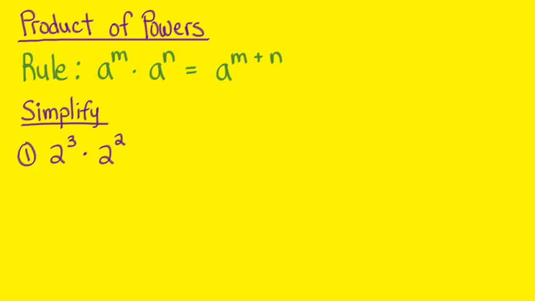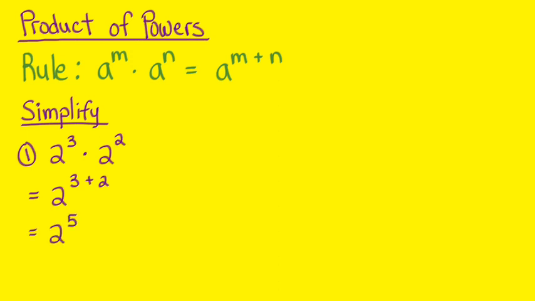Okay, let's take this product of powers. So the rule is, if you have the same base, a to the m times a to the n, the same base as a, then you can add the exponent powers. So a product means to multiply. And so when we have powers that have the same base like this, 2 to the third times 2 to the second, we can add the exponents.